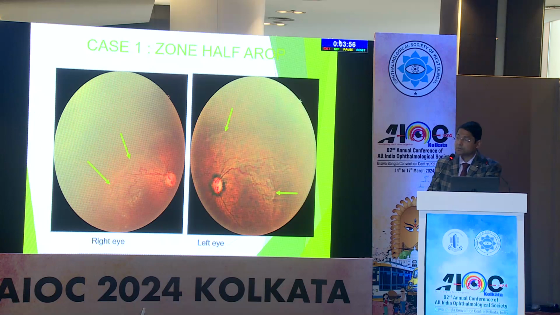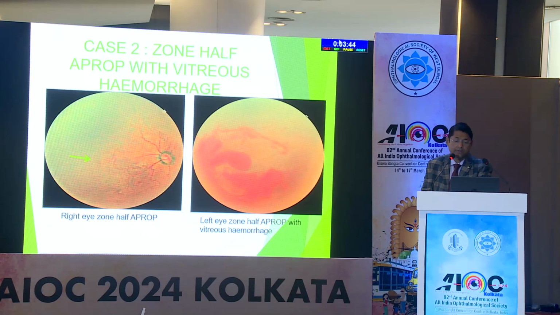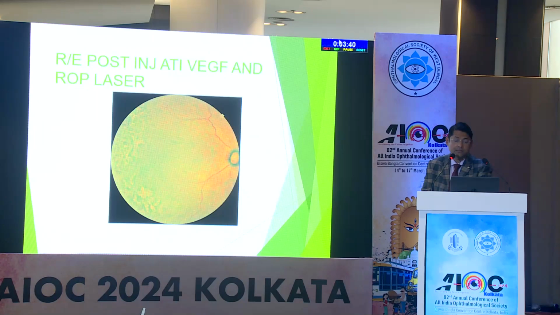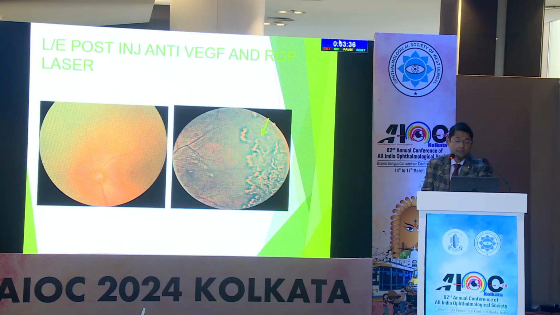There are a few cases of ROP we got. This is case one, where we got zone one AROP in both eyes, which were treated with anti-VEGF injection followed by laser. And this is a second case where we got a zone one ROP with some vitreous hemorrhage. Again, this case was treated with anti-VEGF injection followed by laser. In the other eye, which had vitreous hemorrhage, it got resolved.